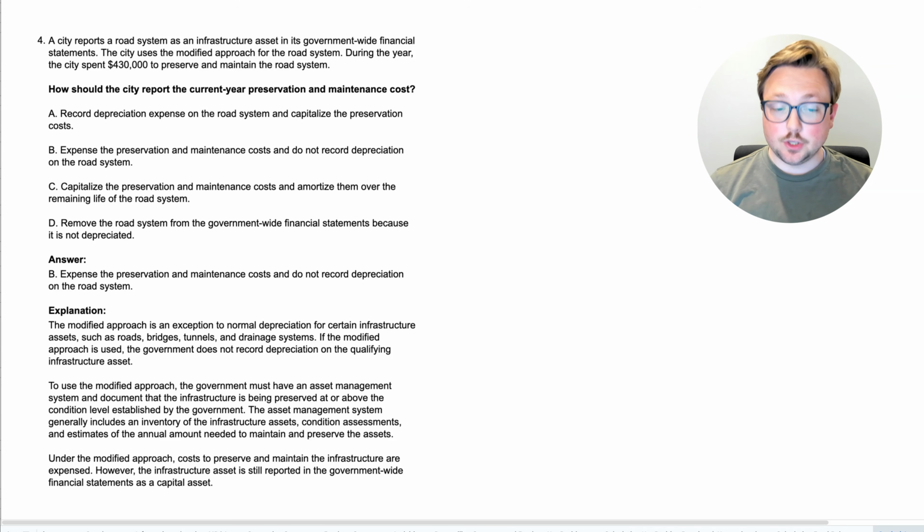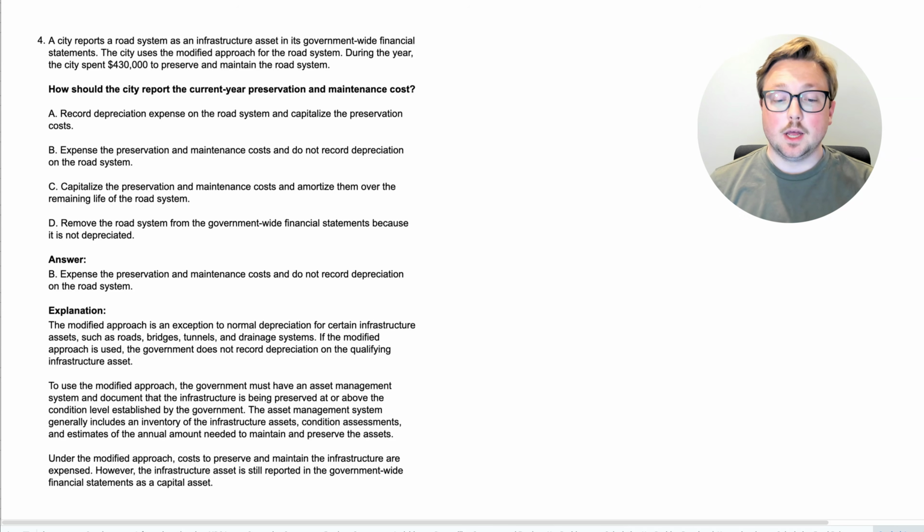If the modified approach is used, the government does not record depreciation on the qualifying infrastructure asset. To use the modified approach, the government must have an asset management system, so they have to have some kind of system that's managing these infrastructure assets, and they have to document that the infrastructure is being preserved at or above the condition level established by the government. The asset management system generally includes an inventory of the infrastructure assets, condition assessments, and estimates of the annual amount needed to maintain and preserve the assets. So essentially, to be able to use the modified approach, they have to show how they're figuring out the numbers. They have to show that they're doing the maintenance. They have to do all these things so that they can use the modified approach.